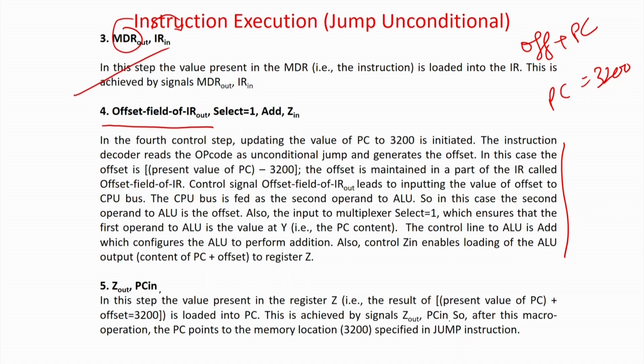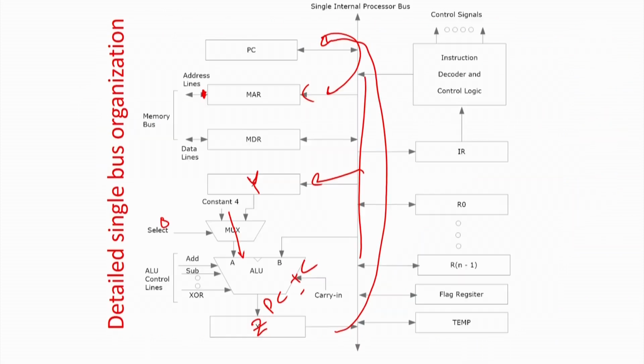So what I am doing is saying that offset value of IR equals out, which means the instruction register will dump the value of the offset. The instruction register has an inbuilt way of generating the offset, so it is offset out, select equal to 1, add and Z in. Select equal to 1, in this case if you observe, means you are going to take the value from this Y register, which is nothing but your recent value of PC.